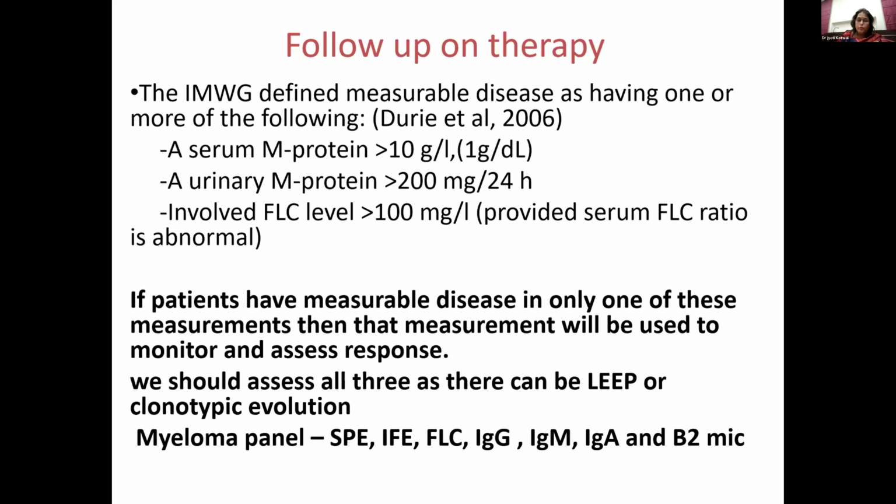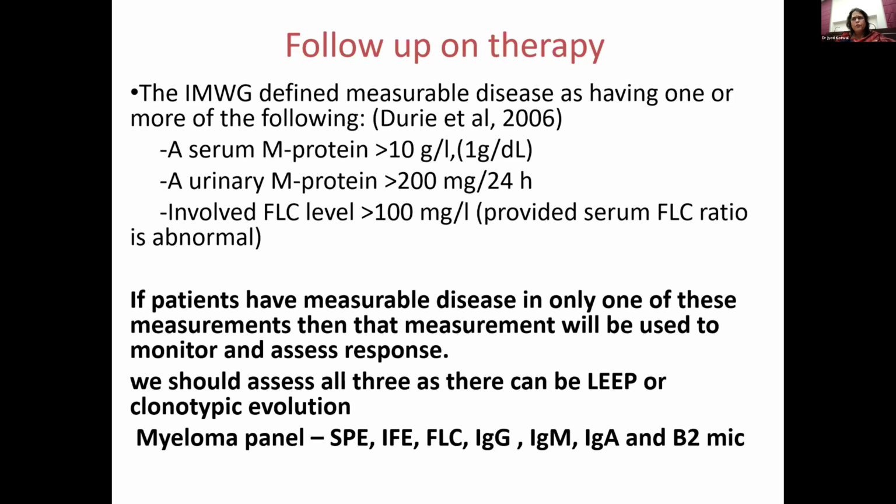At this juncture, I also want to tell you all that when we talk about monitoring, it's very, very important to remember that 15% of myelomas are free light chain only myelomas, and there is no M band in them. And the sensitivity of the free light chain assay is 1,000 times that of serum protein electrophoresis. IFE is 10 times more than that, and FLC is 100 times more than that. So FLC becomes a very, very important method of monitoring. If patients have measurable disease in any one of these measurements, then you measure the same. But we should assess all three.